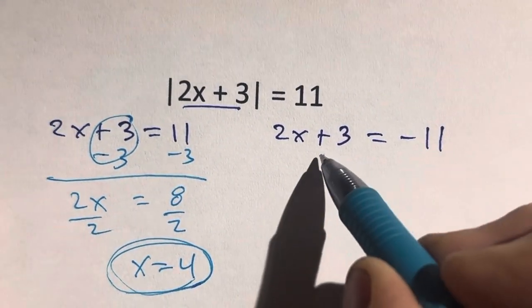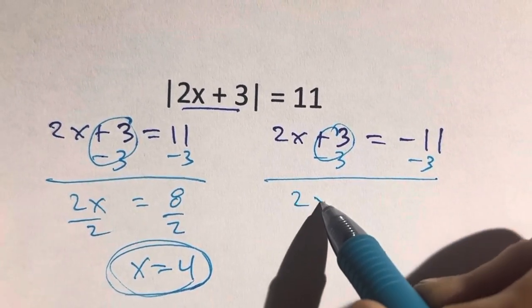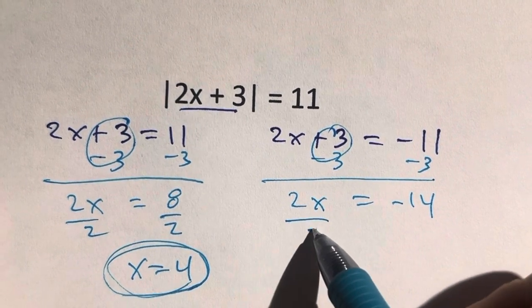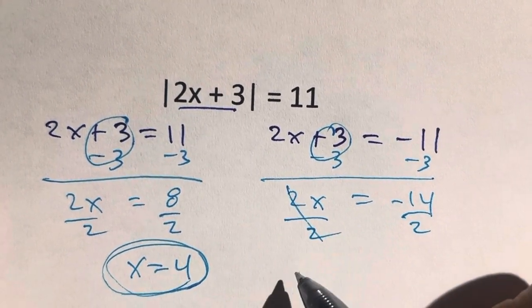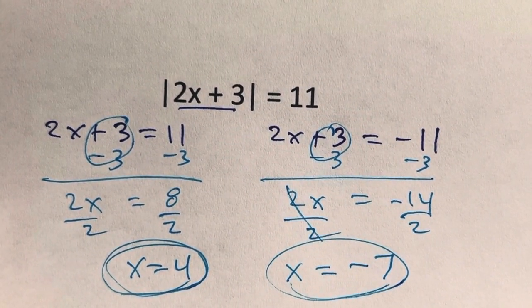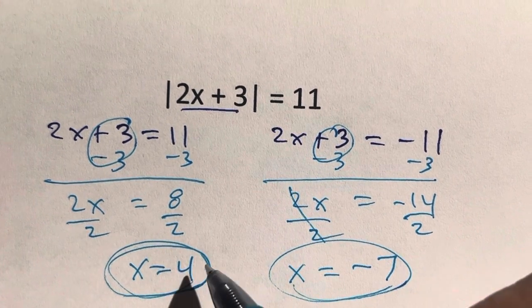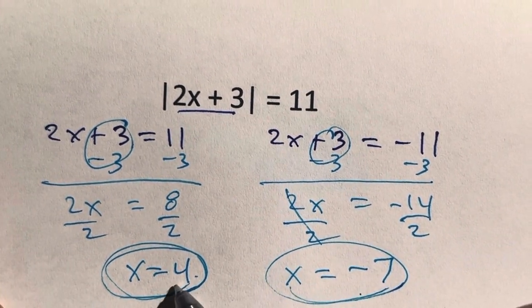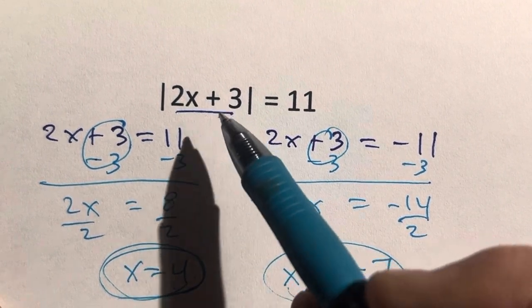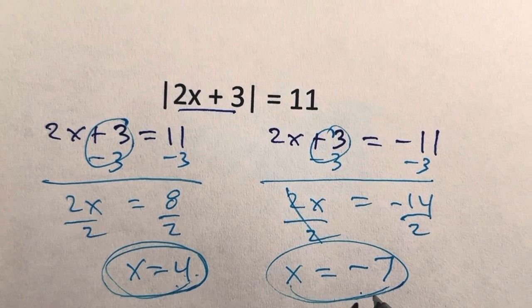If I do this one, I'll subtract 3 on both sides. That will go away. That means 2x equals -14. Now divide both sides by 2, and x would equal -7. And here's my two values. A common misconception here is that these are opposites, and they're not. Depending on what the equation is, sometimes they are, sometimes they're not. Most times they're not, and that's what we have here.